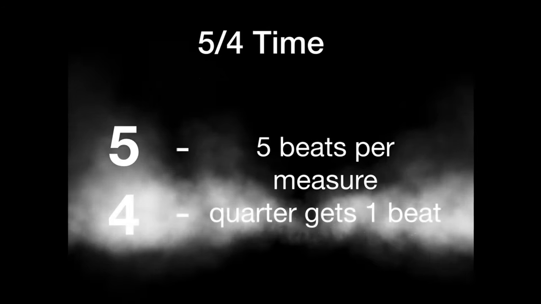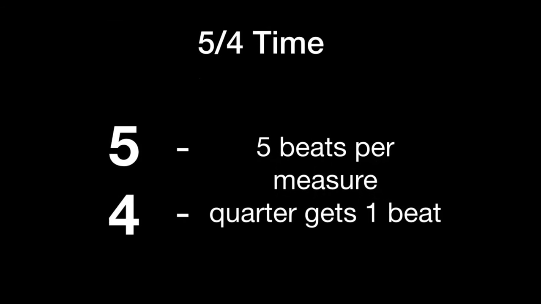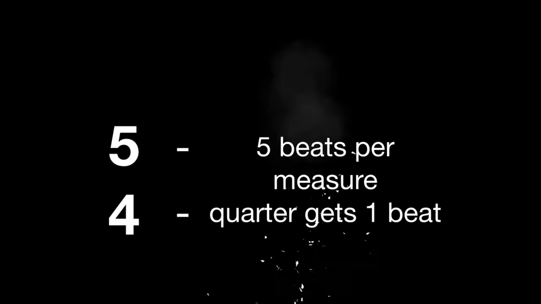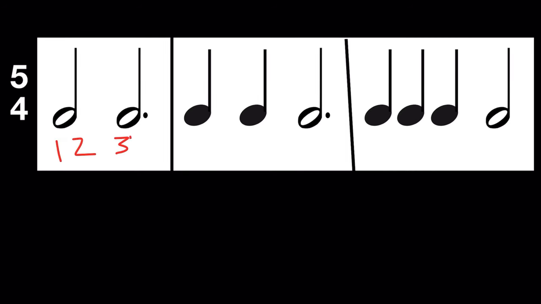Here's another time signature with the 4 on the bottom. This one's less common. It's 5-4 time, has kind of a cool feel to it. So now we have 5 beats in every measure, and the quarter note gets 1 beat since the 4 is still on the bottom. So let's clap a rhythm in 5-4 time. It will feel something like this.